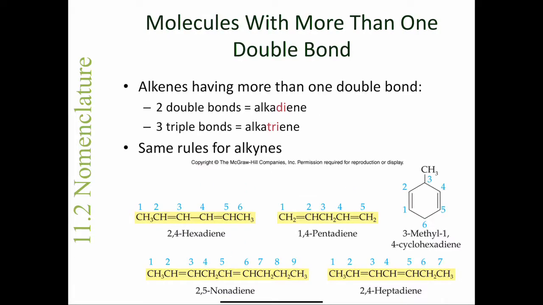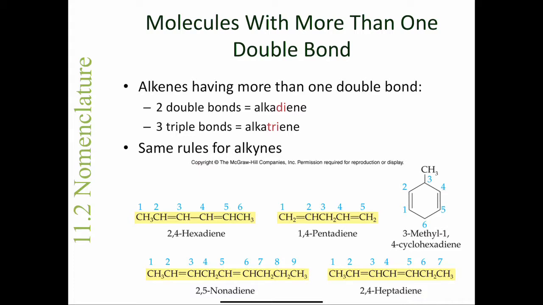Alkenes having more than one double bond are called alkadienes, which just means 2 double bonds, or alkatrienes, which just means they would have 3 double bonds. The way that you name them is by determining which double bond is nearest one end of the longest carbon chain containing both or all 3 of the double bonds. Then we number the carbon chain by using the number of the first carbon of each double bond, or using the lowest numbers. Then we use the appropriate suffix, being diene if it's got 2 double bonds, or triene if it has 3 double bonds.